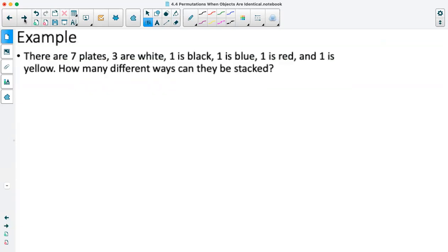So for example, there are 7 plates. We have 3 are white, 1 is black, 1 is blue, 1 is red, and 1 is yellow. How many different ways can they be stacked? So we have the formula from a previous page.